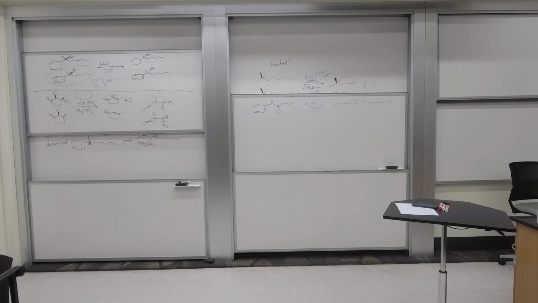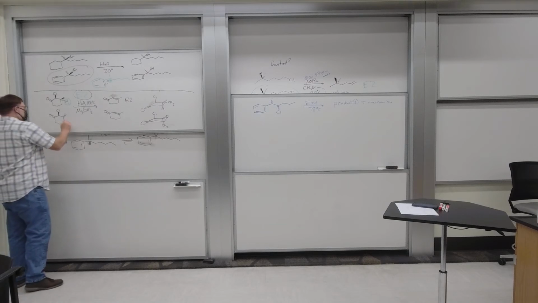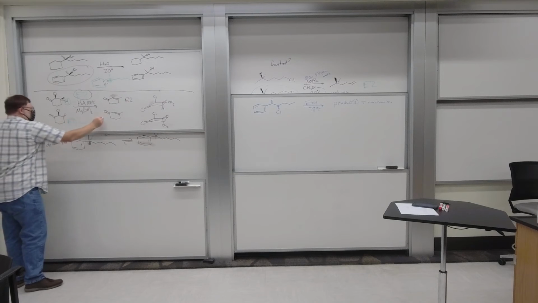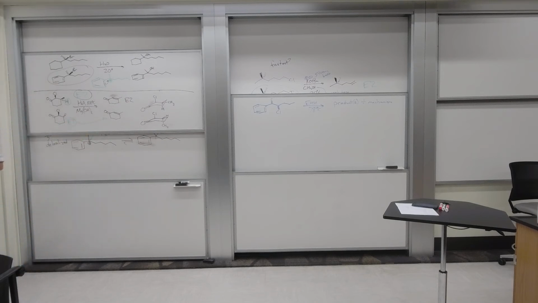E2 is always faster than E1, but it means this bottom reaction, if it goes to that alkene, has to be an E1 reaction, even though you've got a strong base.